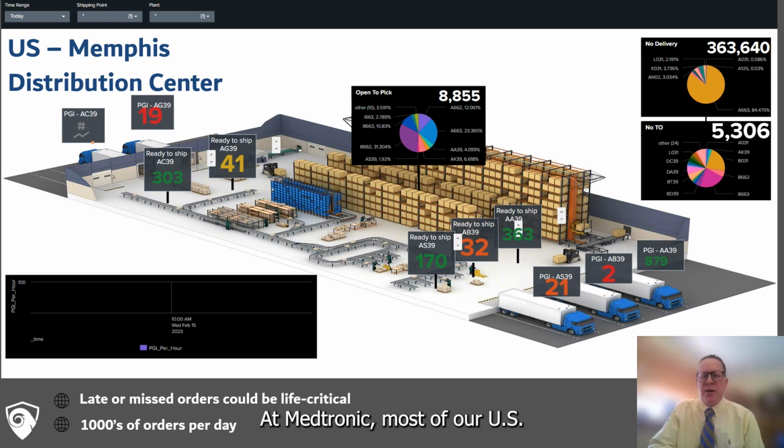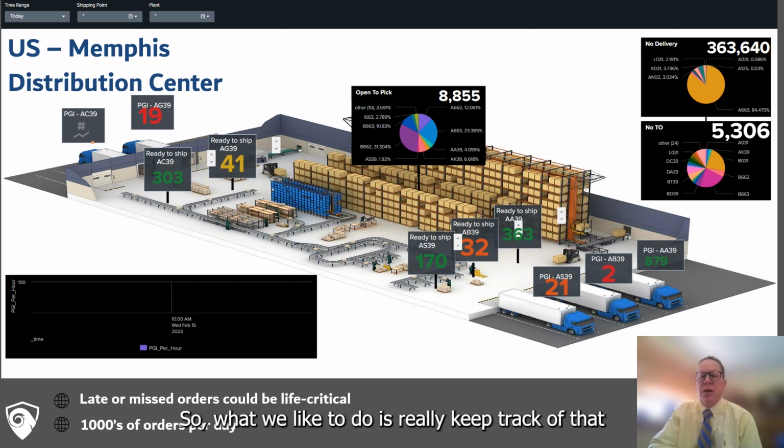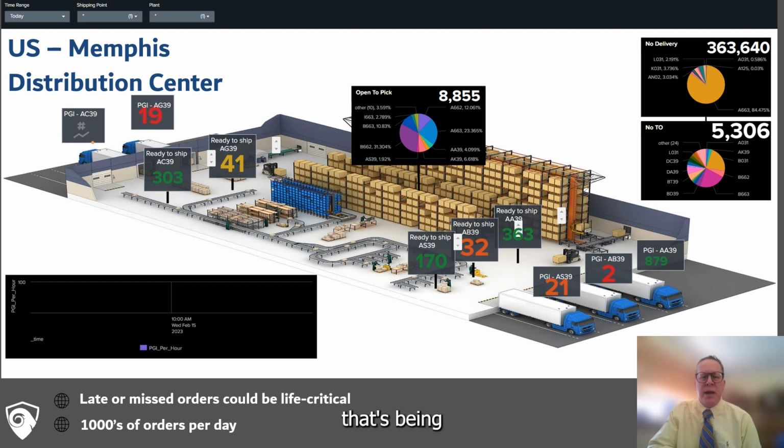At Medtronic, most of our U.S. distribution centers have a 5-step process that's required before that carton ends up on the shipping truck. So what we like to do is really keep track of that and adjust the daily labor that's being used in different areas of the facility.